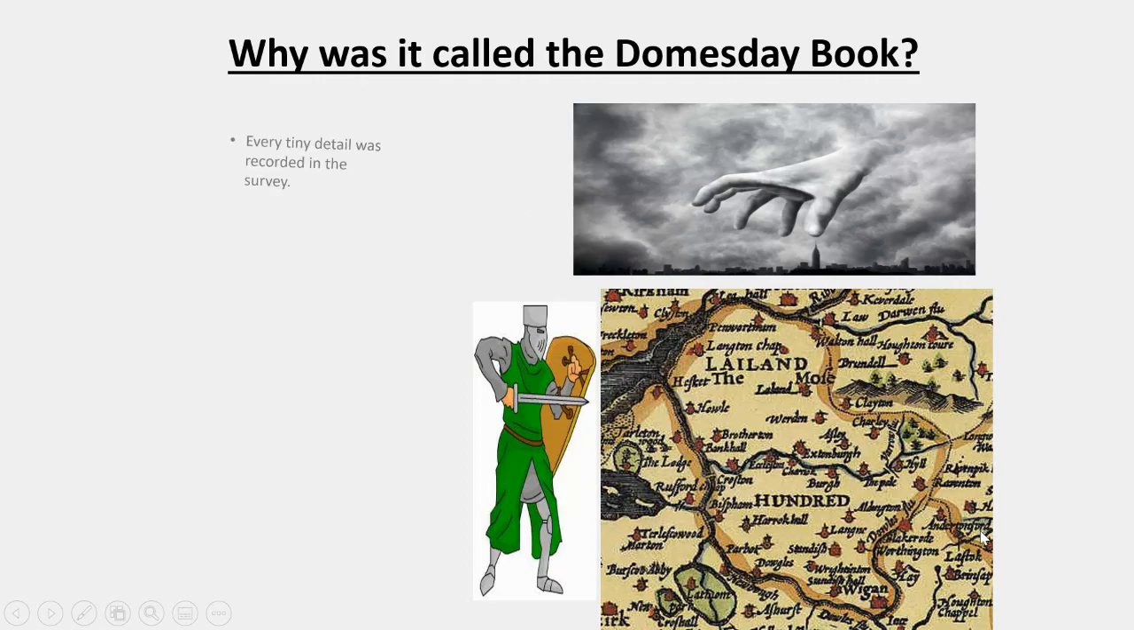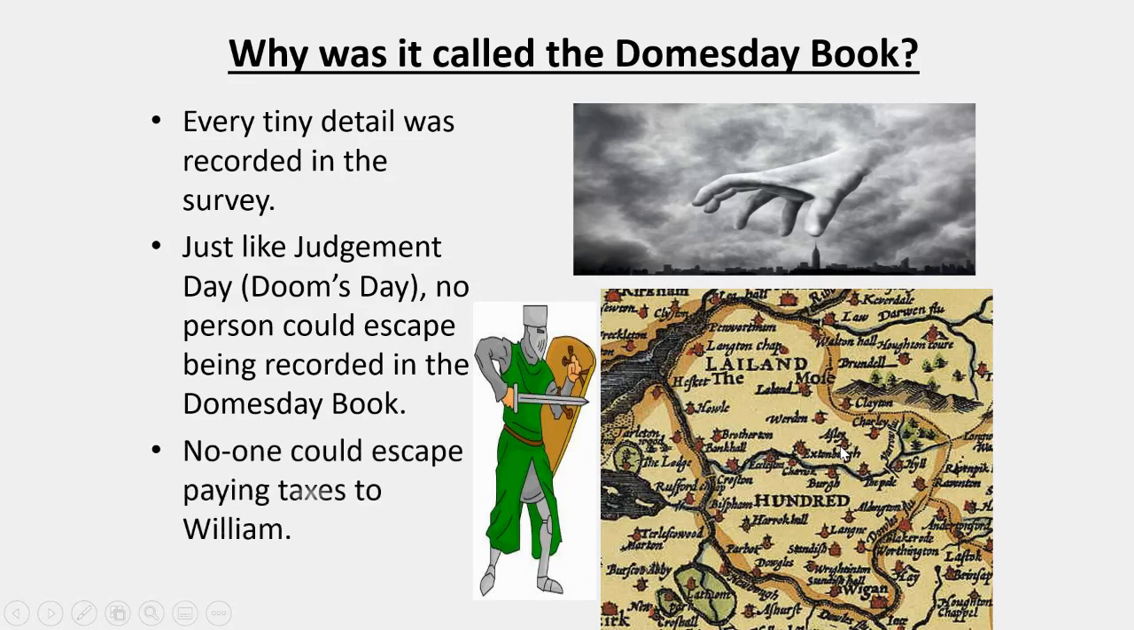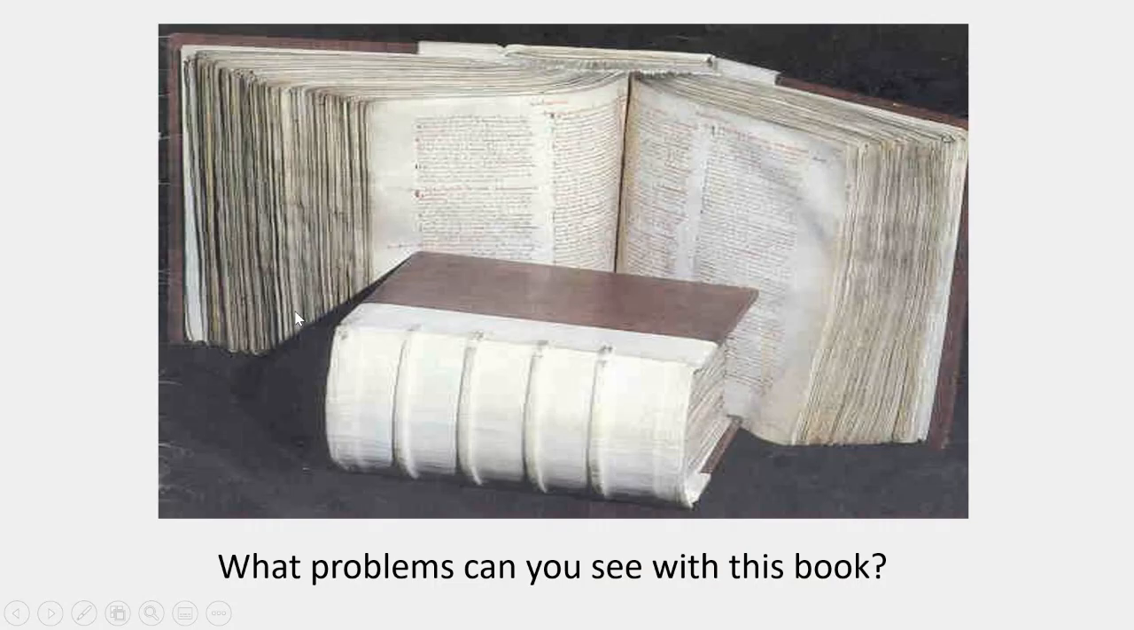Okay, why do we call it the Domesday Book? It sounds quite sinister. Because it has every single detail recorded in the survey. Judgment Day, which is when God would decide who was good and who was bad, is sometimes called Doomsday, and you can't escape that. So a bit like that, no one could escape being recorded in this book, and no one could escape paying taxes to William. Now you can see here some problems with the book. So I want you to think about what problems you might have if you've got a book that big.